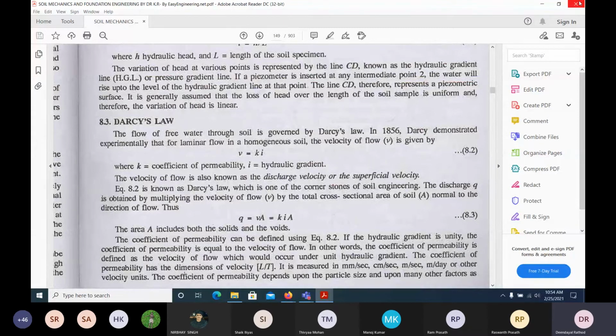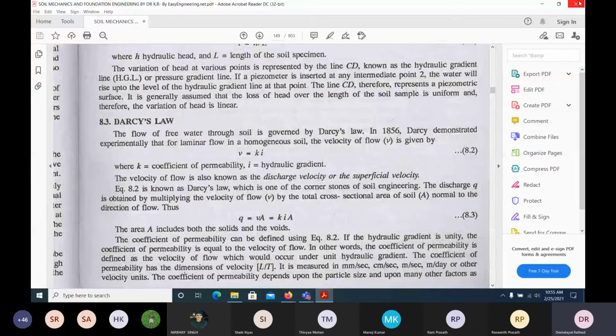So V is directly proportional to the hydraulic gradient, or we can represent it in discharge terms also. Q is equal to velocity into area, where velocity is equal to Ki. K is the coefficient of permeability, i is the hydraulic gradient, and A is the area. So we can find out the discharge. Once you know the discharge, you can find out the coefficient of permeability, given the hydraulic gradient and the area through which the water is flowing. This is all about Darcy's law.